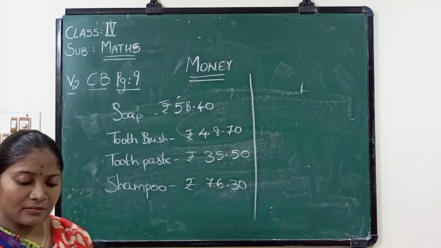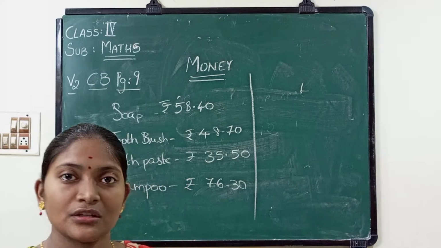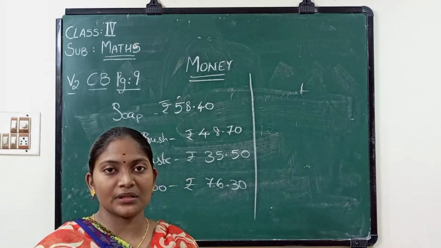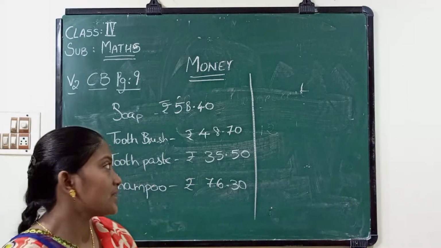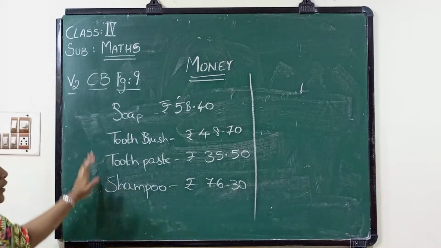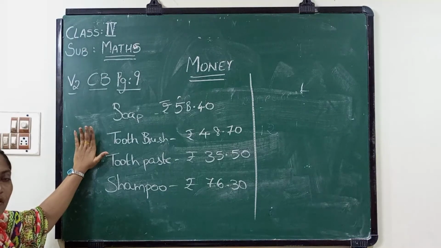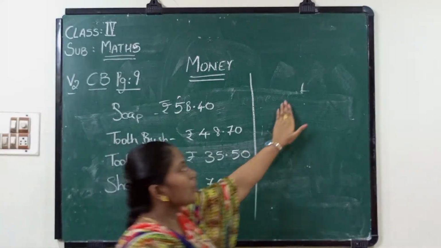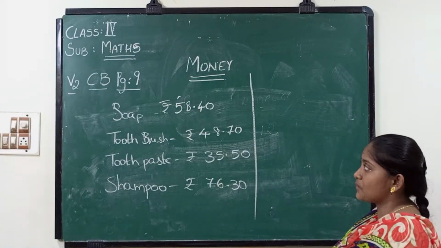When we go to a shop, we have an estimation that we have to buy within a limit of 1000 rupees, 1500 rupees, or below 1000 rupees. Like that, he bought some needs: soap, toothbrush, shampoo. So he has to count and round it to the nearest rupee.